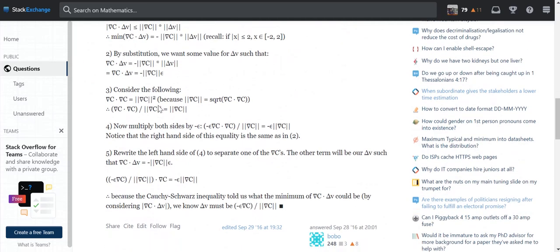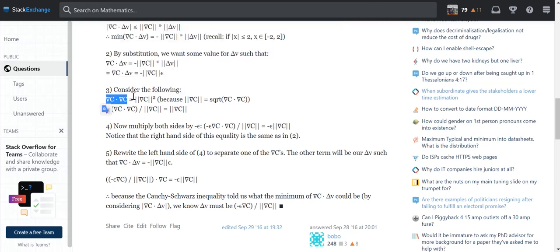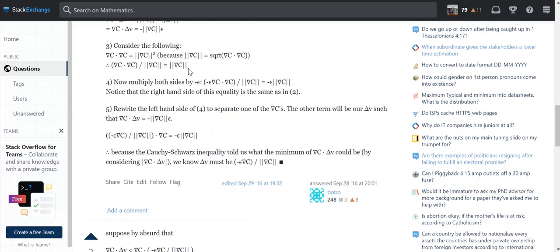So now we consider the following. If you take the dot of something with itself, it gives you its square, right? And if you divide it by one of them, you will still have the norm on the other side. So this is a standard property of vectors and gradients. And now once you have this equation, you just have to multiply by negative epsilon on both sides.